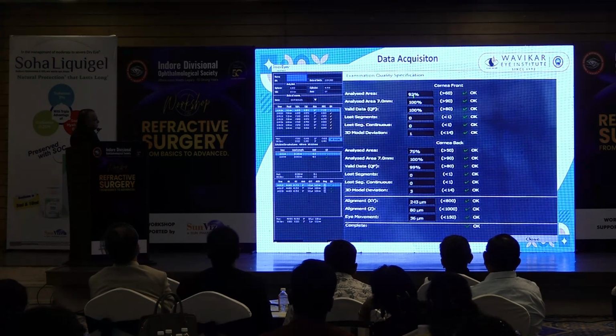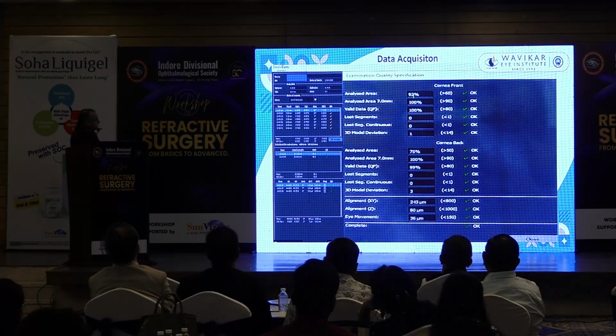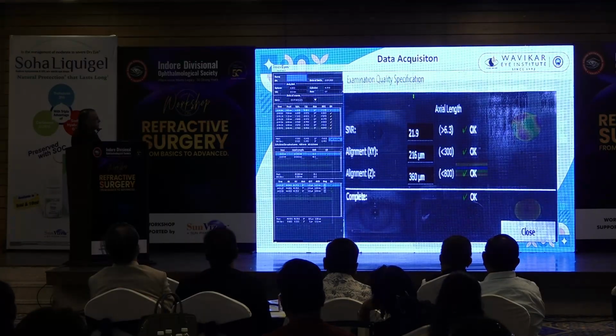This is about the topography. It tells us whether 100% data is acquired or not, or what is extrapolated, and so many details are there. These are very important. Same thing about actioning.